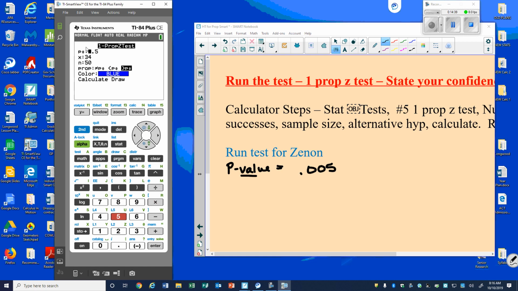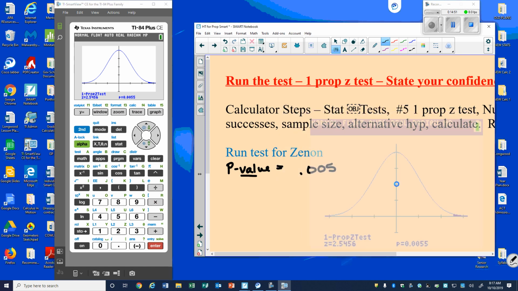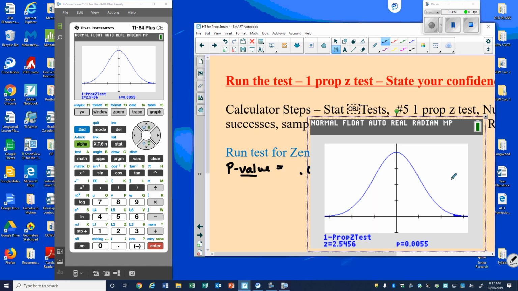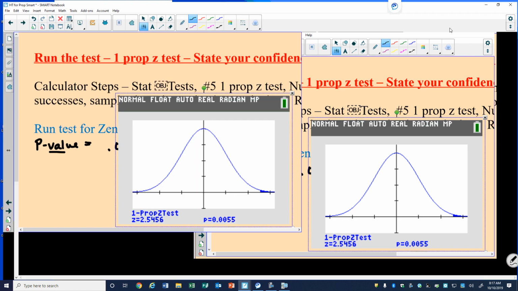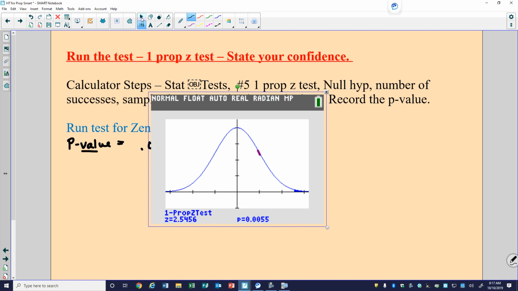If I went back to Stat, back to Test, choose number 5 again, and just run that 1-PropZTest again, all that information is still in there, but instead of calculating, I get the calculator to draw it for me instead. You're going to notice that it gives you a curve. It looks like this. And here's what that curve is telling you.